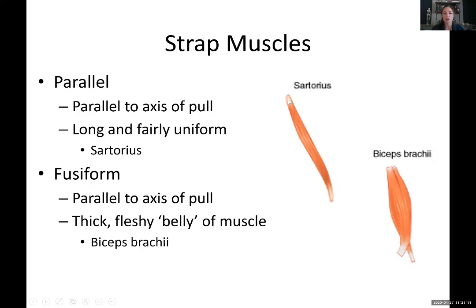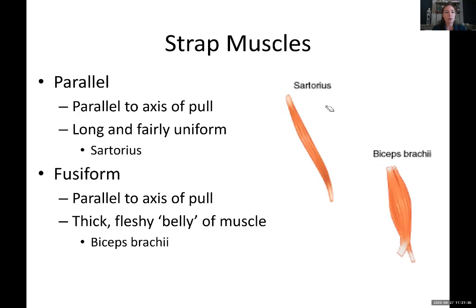And the sartorius muscle is the one that we're going to talk about later that goes diagonally across our thigh. It goes from our anterior superior iliac spine across the front of our thigh to the medial top part of our tibia. So we'll get to that in the next lecture actually, but it's really long and flat and pretty even in width. And so that's known as a parallel muscle.